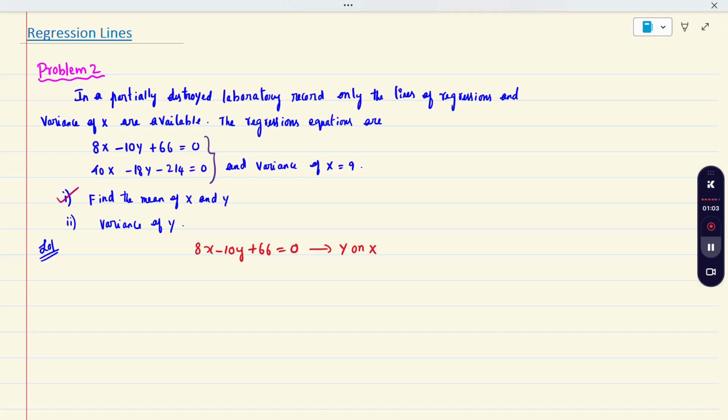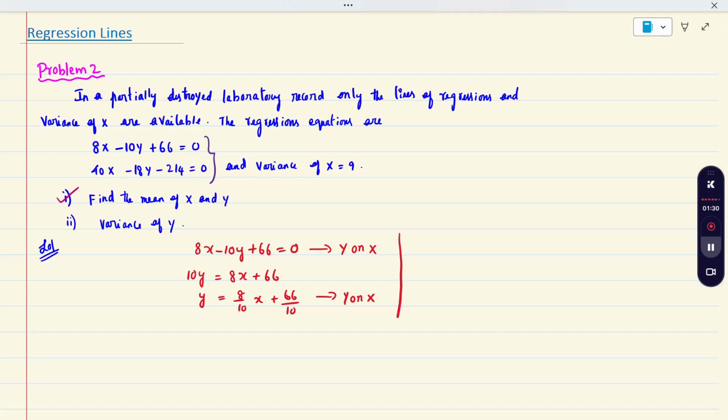Regression equation y on x means I should write y equal to. So when I write it, this 10y goes to that side. So 10y equal to 8x plus 66. So y only I should write: y is nothing but 8 by 10 x plus 66 by 10. So now you check, it is y on x. The equation is y on x.